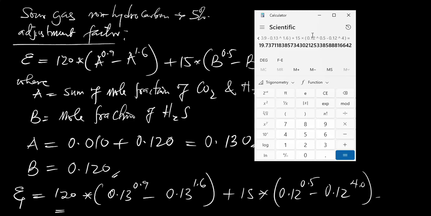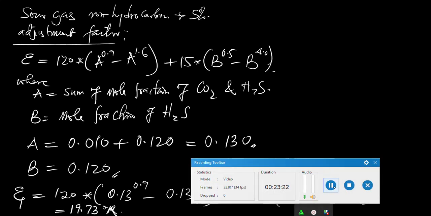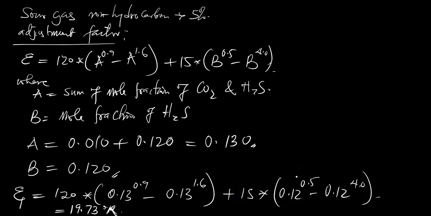equal to, we have all together 19.73 degrees Rankine. So we have gotten our adjustment factor to be 19.73.